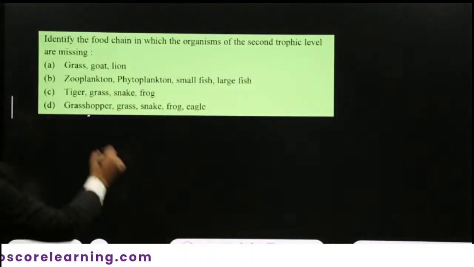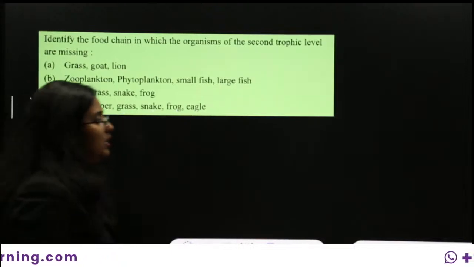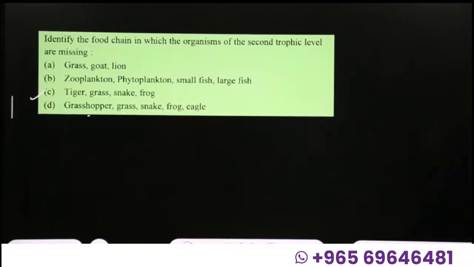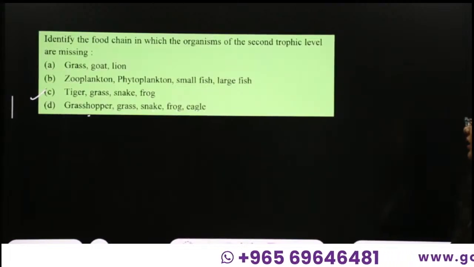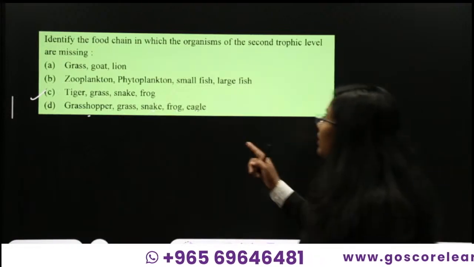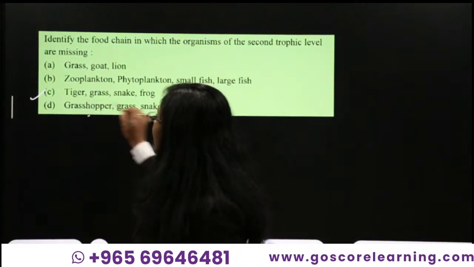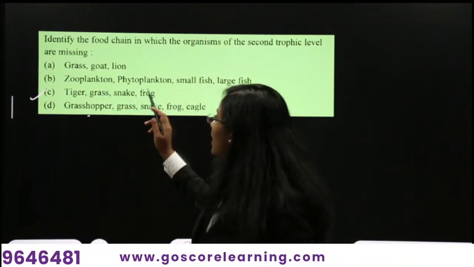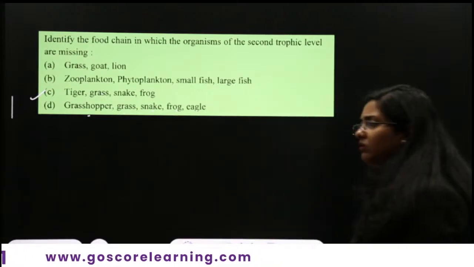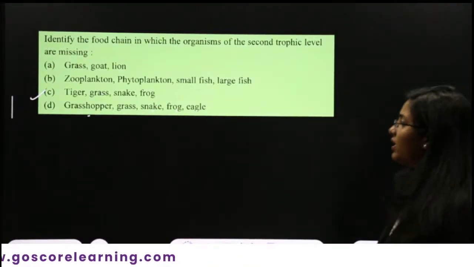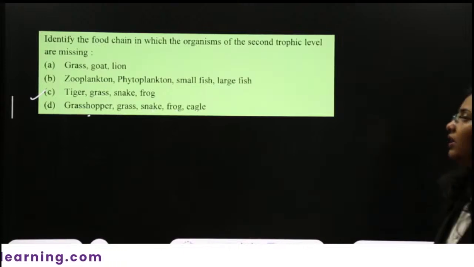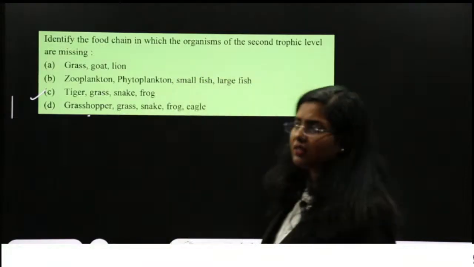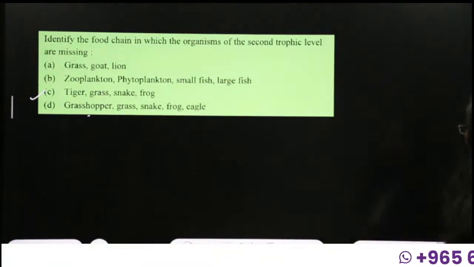So what is the correct option here? C is the correct option. If we arrange it, grass is there. Grasses are not directly taken by frog; grasses are taken by grasshopper, then by frog, then by snake. Then snake is taken by the tiger. No, it's also not possible. So somewhere that trophic level is missing. The second trophic level is missing there.